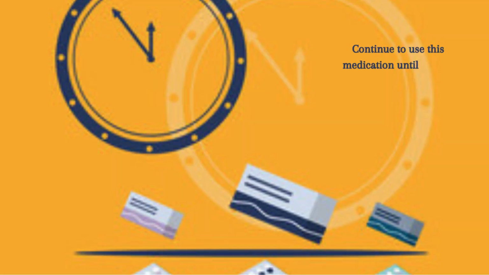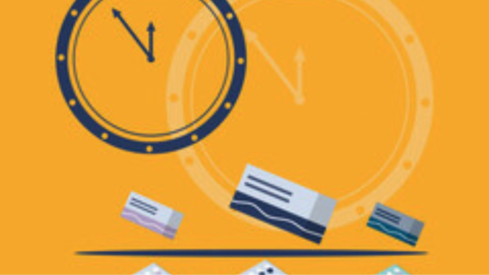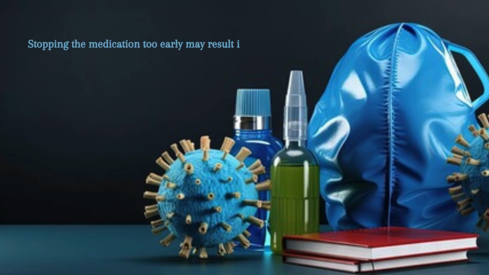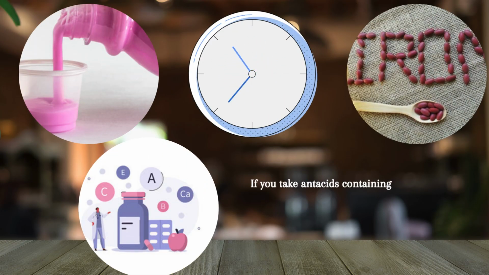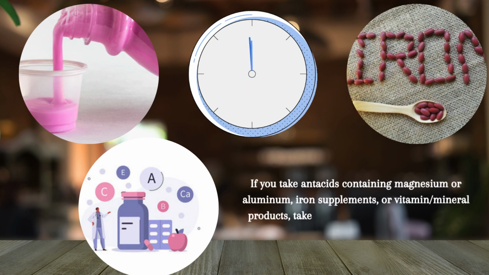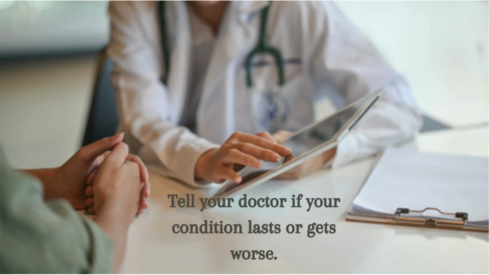Continue to use this medication until the full prescribed amount is finished, even if symptoms disappear after a few days. Stopping the medication too early may result in a return of the infection. Some medications can bind with Cefdinir, preventing its full absorption. If you take antacids containing magnesium or aluminum, iron supplements, or vitamin, mineral products, take them at least 2 hours apart from Cefdinir. Tell your doctor if your condition lasts or gets worse.